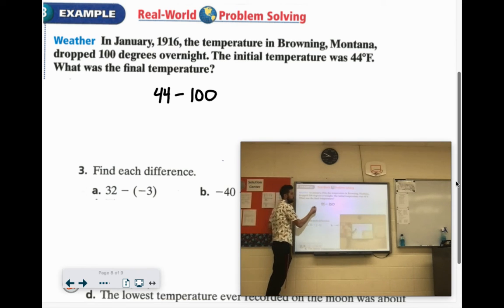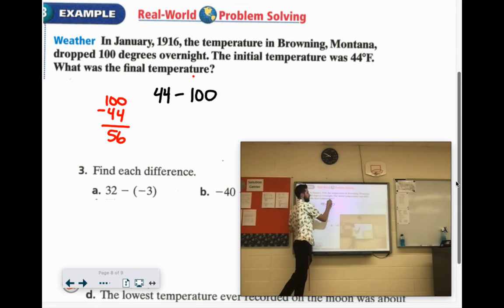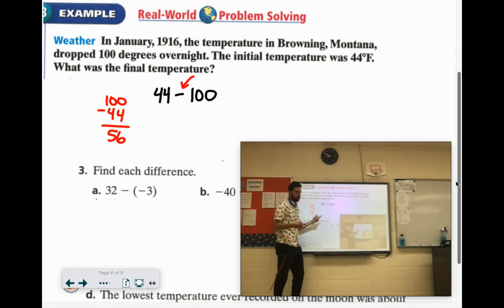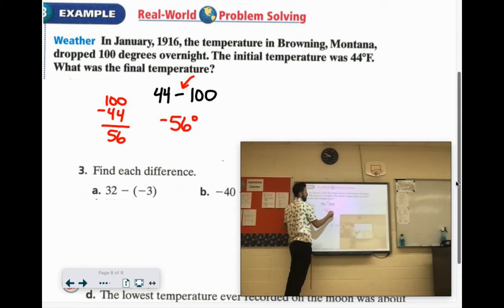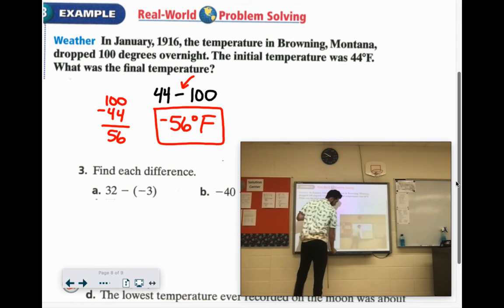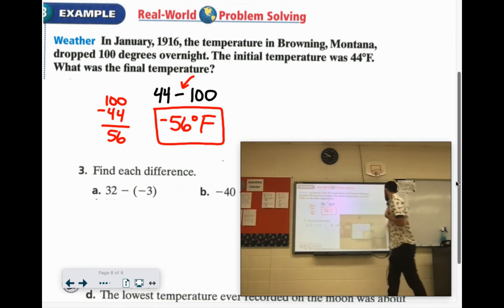But what you can do with the rules is you can do 100 minus 44, which would give you 56. And then you keep the sign of the larger number, which our larger number was negative. So we have negative 56 degrees. What was that, Celsius? Fahrenheit. All right.